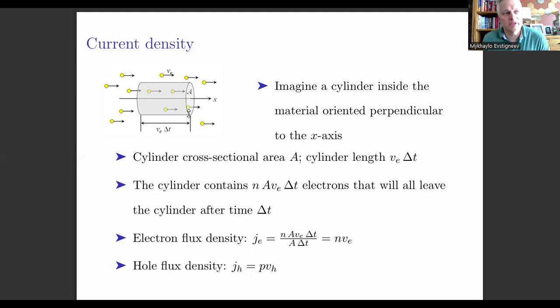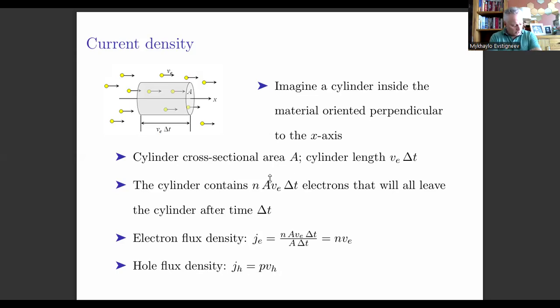So we can now relate the number of electrons that cross this cross-sectional area A per unit time to the number of particles inside that cylinder. The number of electrons inside that cylinder is the product of the electron concentration, N, times the volume, which is the cross-sectional area A, times the length of the cylinder, V delta T.